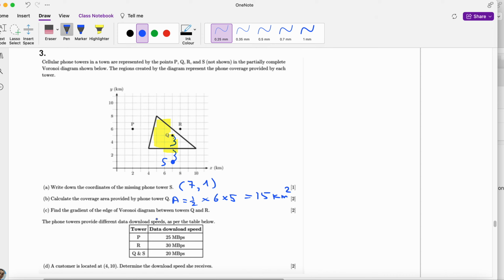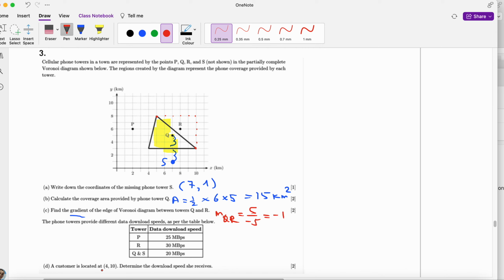Find the gradient of the edge of the Voronoi diagram between Q and R. So all they want is this gradient. That's not a big drama. Always check the scale. Here we are using one step for 1 unit. So 1, 2, 3, 4, 5. So 5 up, and 5 to the left. So the slope is going to be 5 up, 5 to the left, which is -1.